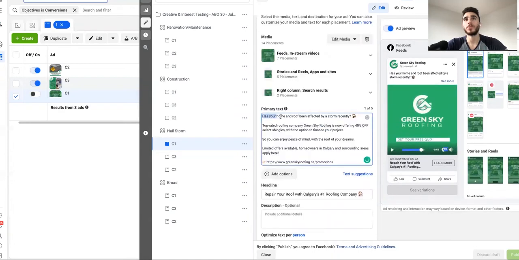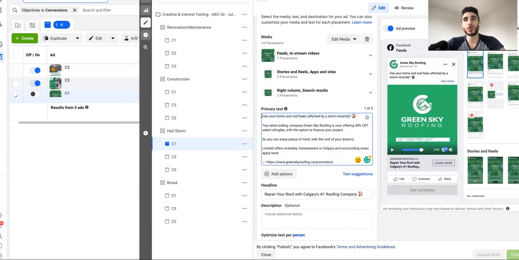And then the primary text was, has your home and roof been affected by a storm recently? Top-rated roofing company Green Sky Roofing is now offering 40% off select shingles with the option to finance your project, so you can enjoy peace of mind with the roof of your dreams. Limited offers available. Homeowners in Calgary and surrounding areas apply here.